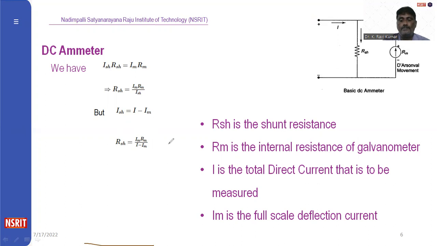Okay, so we already know the notation of this one. RSH is the shunt resistance. RM is the internal resistance of the galvanometer. I is the total direct current to be measured. This is RM, internal resistance. This will be the shunt resistance. This will be the shunt current, ISH, and IM is the full scale deflection current of the galvanometer.